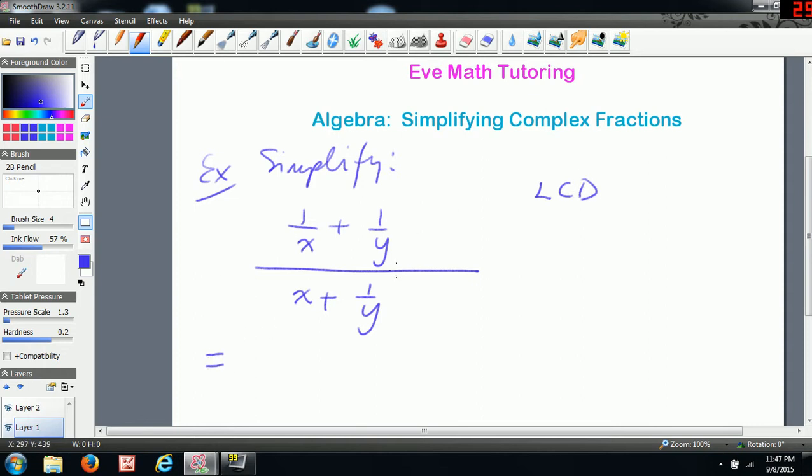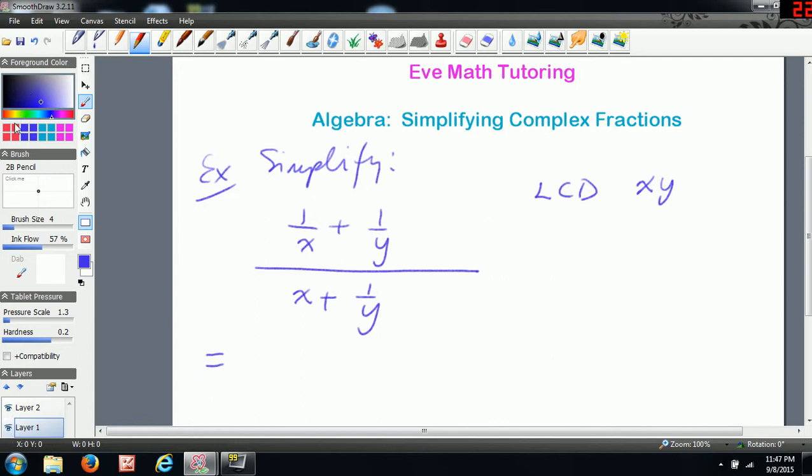To simplify a question like this, there's more than one way to start. But I think the best thing to do here is to first simplify the fractions on the top and then simplify the fractions on the bottom. So you can get a lowest common denominator for the fractions over here, and that lowest common denominator would be xy.